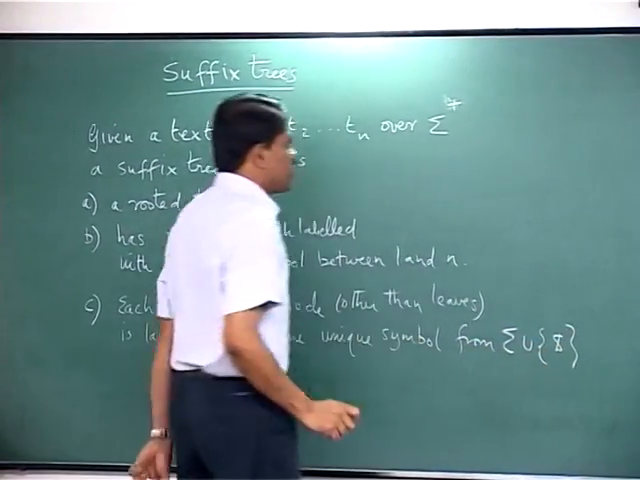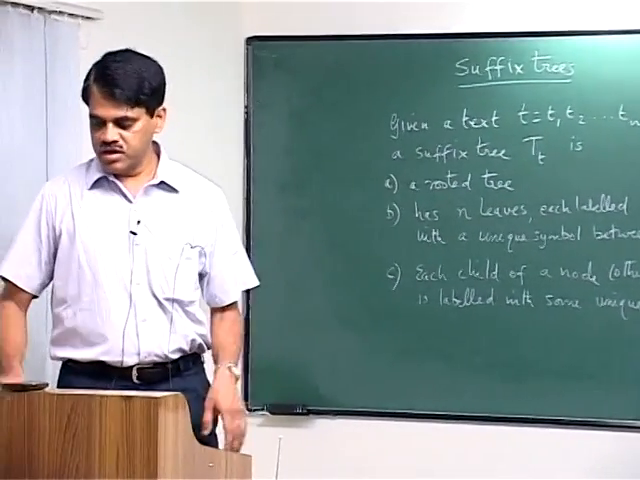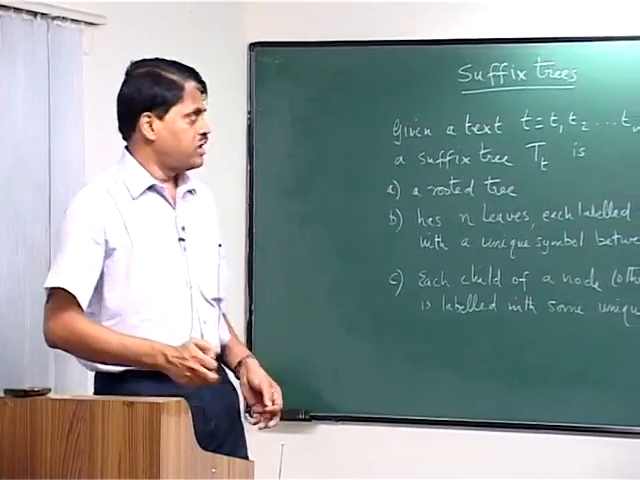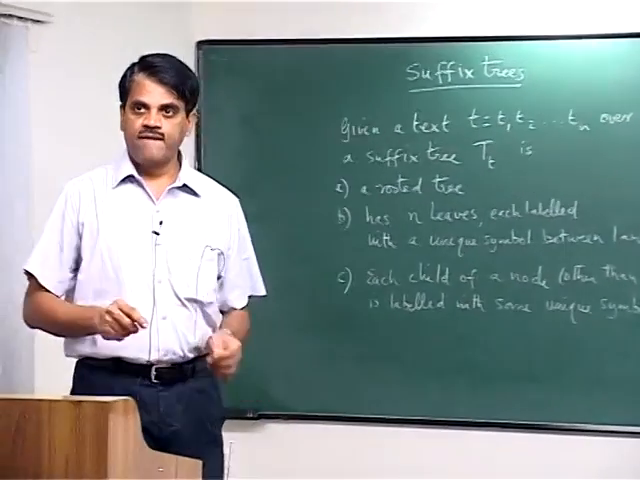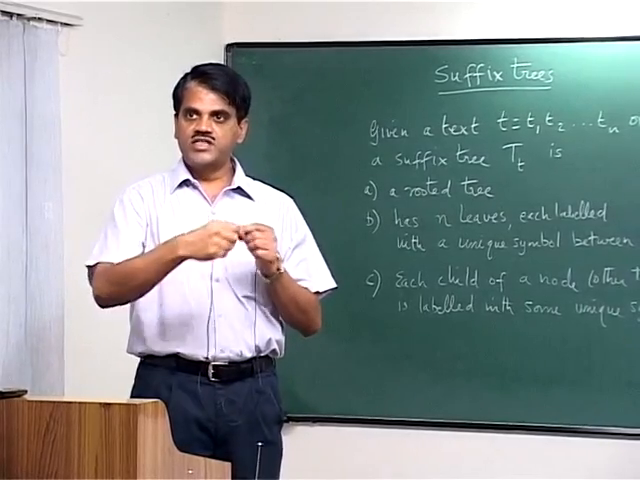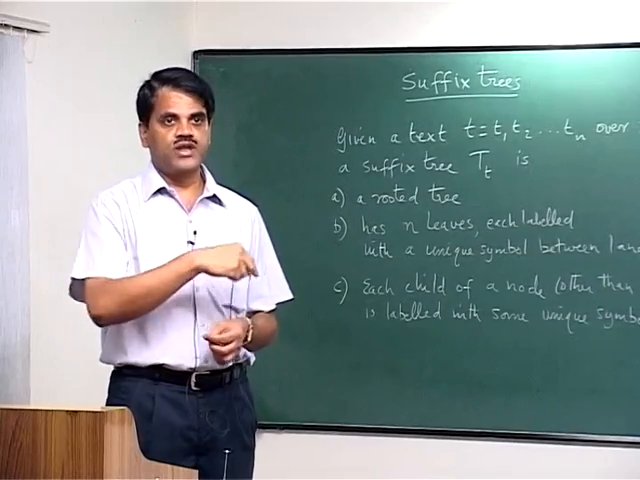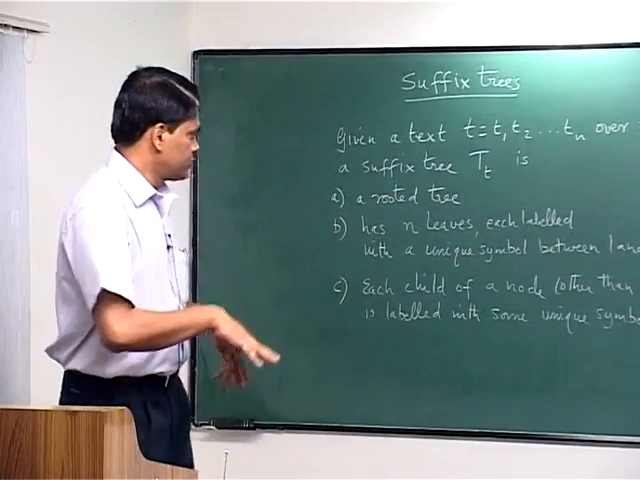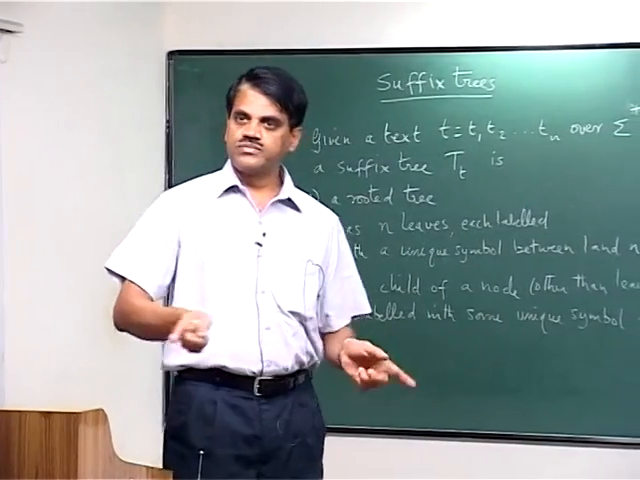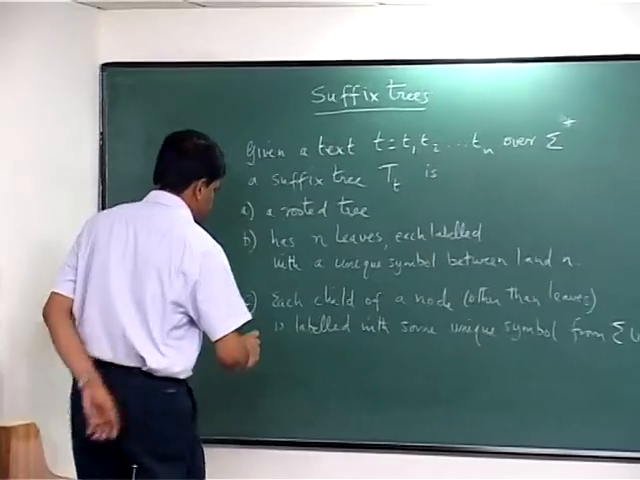So, we remember we created this special symbol called dollar for a technical reason, and so you have this rooted tree having n leaves, and each child of a node, each edge is labeled with either something from that alphabet or the dollar symbol, okay, but all unique. You can't have two children with the same child label. Okay, let me make that clear.